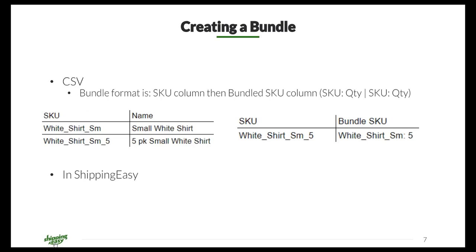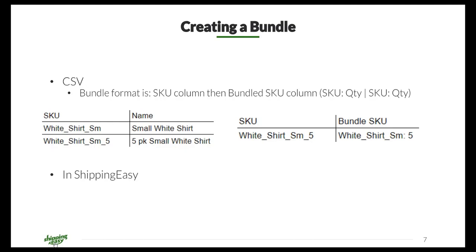Within ShippingEasy, there are 2 ways to create bundles. You can do this via CSV as well as within the app. For a CSV, when you're creating the bundles, you'll essentially need to have 2 columns minimum. The first column will be the SKU column, and then you'll want to have the bundled column. In the SKU column, you'll list all the SKUs for the bundles that you want to be working with. These will all need to be added within ShippingEasy's product list on your account before taking this step.